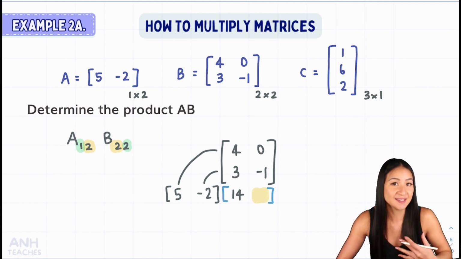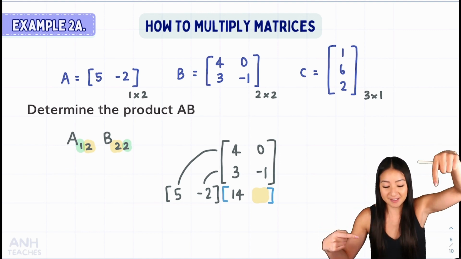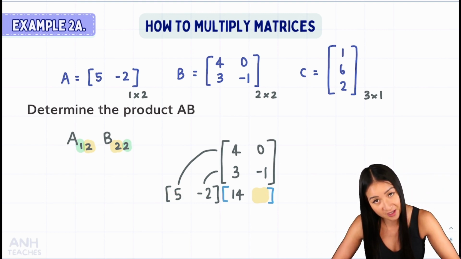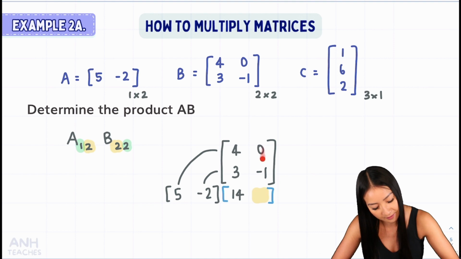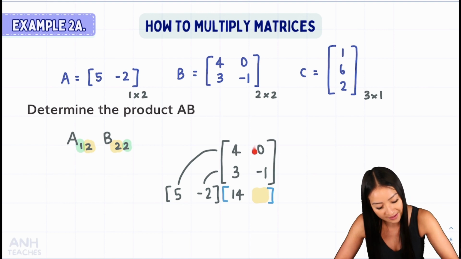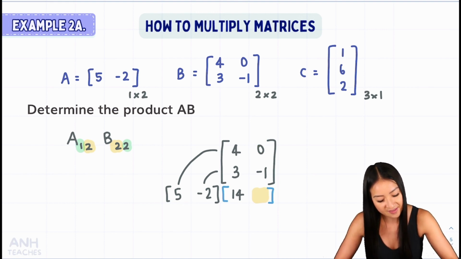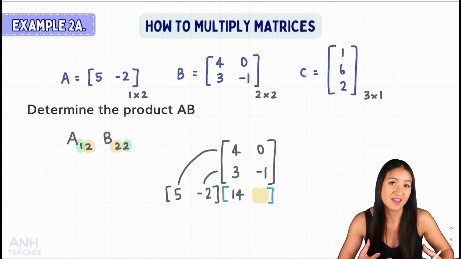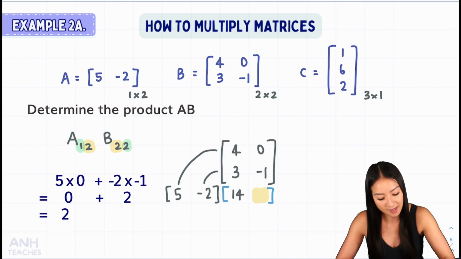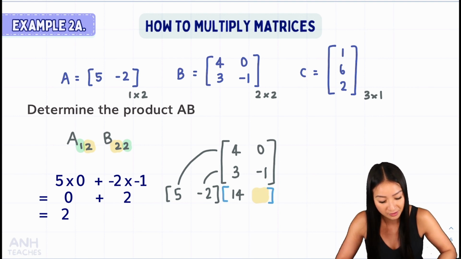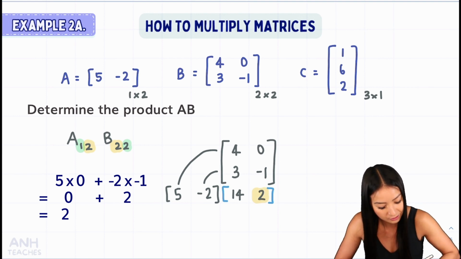Now we need to use the row and column that matches up with this element. And in this case, it's going to be this row, but not the first column. It's going to be this second column. So this row and this column matches up to this element, and those are the numbers that we're going to use. Starting with the outermost values, 5 times 0, and then stepping it in, so -2 times -1, and then we're going to add that together. So 5 times 0 is 0, plus -2 times -1, that's 2. 0 plus 2 is simply 2.